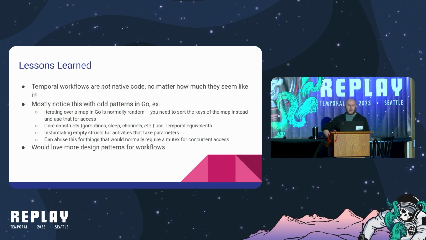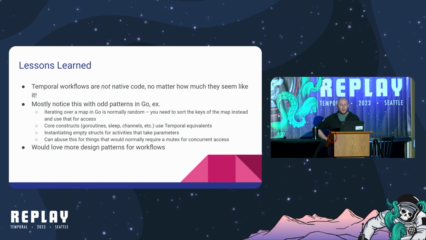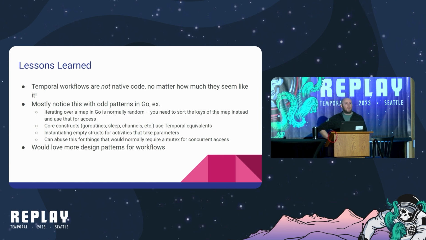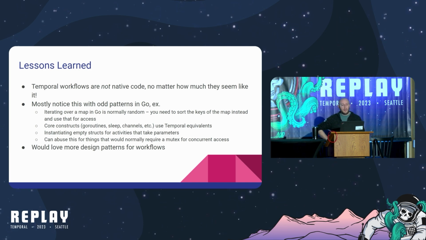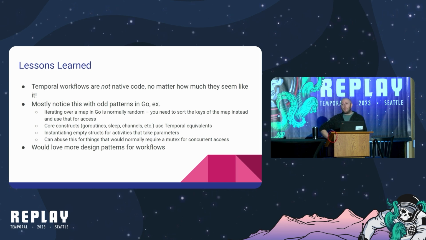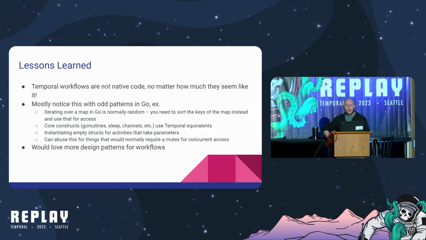Some lessons that we learned as we were going through this: Temporal workflows are not really native code. They look like it, they feel like it. I think most of the SDKs do a pretty good job of hiding that from you. The Go one is a little more upfront about it. There's things like iterating over a map, which is the classic problem. I think even Sergey talked about it.